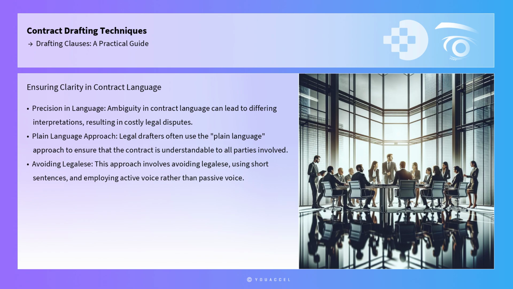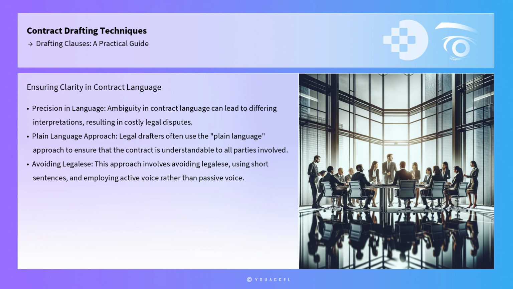Once the purpose of the clause is clear, the next step is to ensure precision in language. Ambiguity in contract language can lead to differing interpretations, which may result in costly legal disputes. Legal drafters often use the plain language approach to ensure that the contract is understandable to all parties involved, including those who may not have legal expertise.